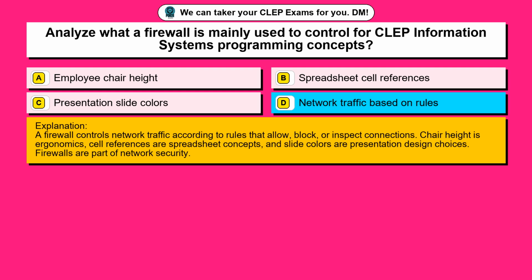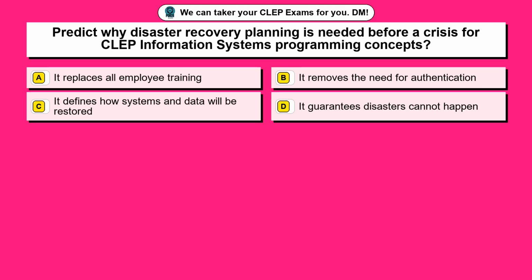A firewall controls network traffic according to rules that allow, block, or inspect connections. Chair height is ergonomics, cell references are spreadsheet concepts, and slide colors are presentation design choices. Firewalls are part of network security. Question 49. Predict why disaster recovery planning is needed before a crisis for CLEP Information Systems programming concepts.